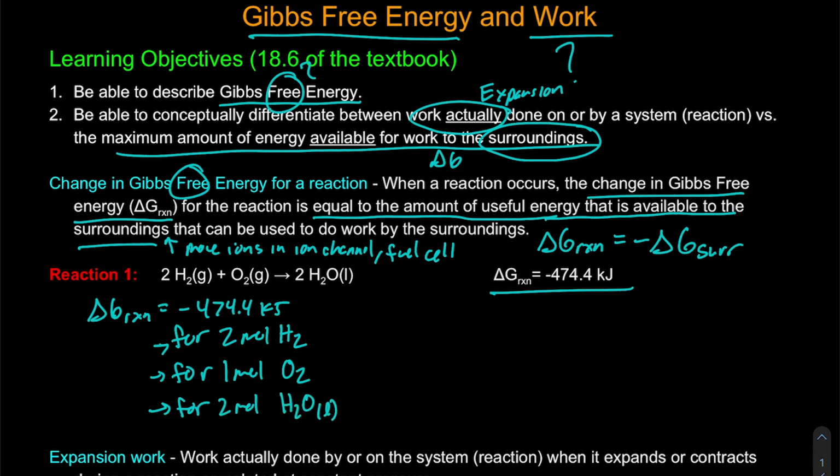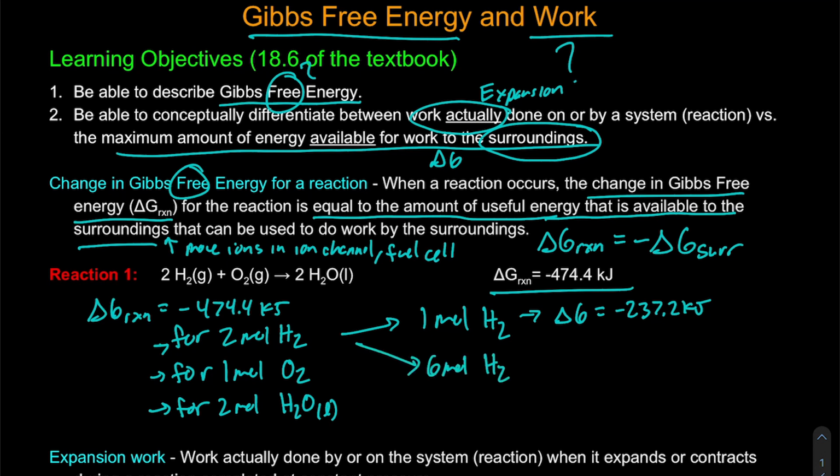So we see here that this is scaled to the amount, right? If I have, for example, 1 mole of H2, the Gibbs free energy change is going to be half of that, negative 237.2 kilojoules. Or if I have 6 moles of H2 reacting, that would mean our Gibbs free energy change for the reaction is going to be negative 1423.2 kilojoules. And again, that's corresponding to the amounts that we would have. That's why we're looking at those amounts.